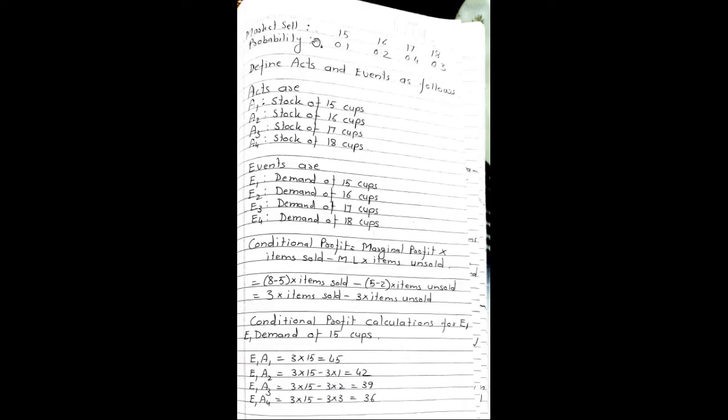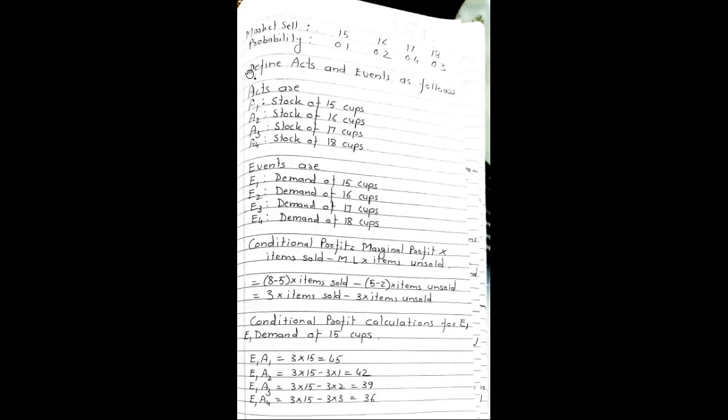Market sell: 15 cups, 16 cups, 17 cups, 18 cups. The probabilities are, for 15 cups the probability is 0.1, for 16 cups 0.2, for 17 cups the probability is 0.4, and for 18 cups the probability is 0.3. So this is the problem statement. Now we have to see the solution.